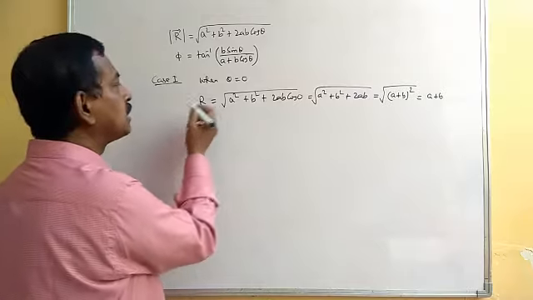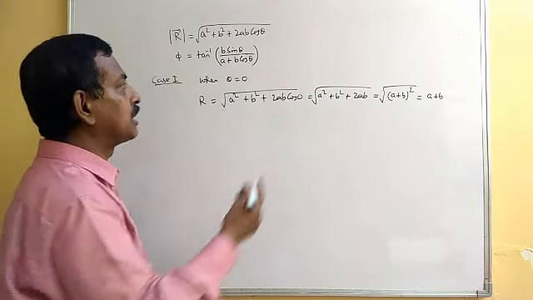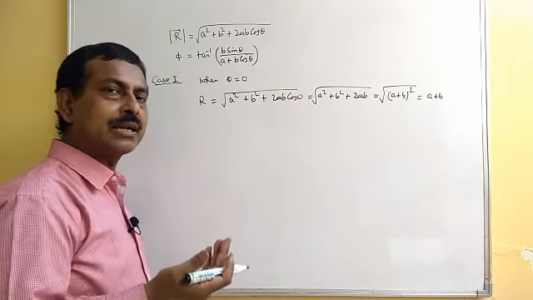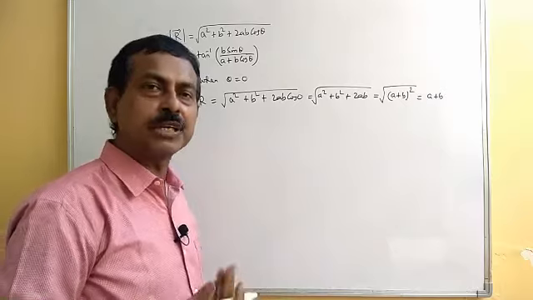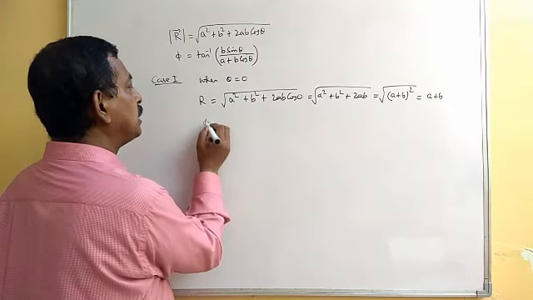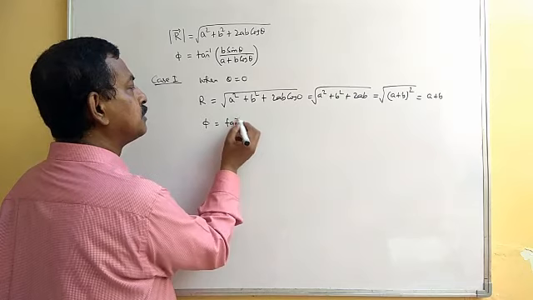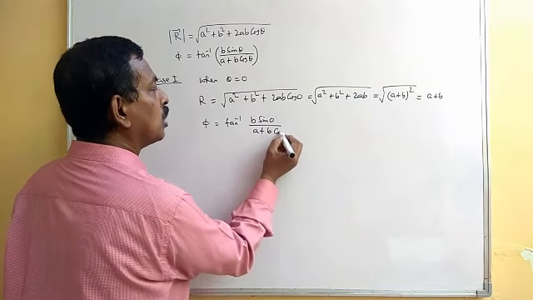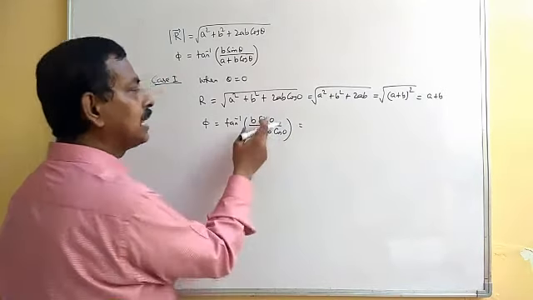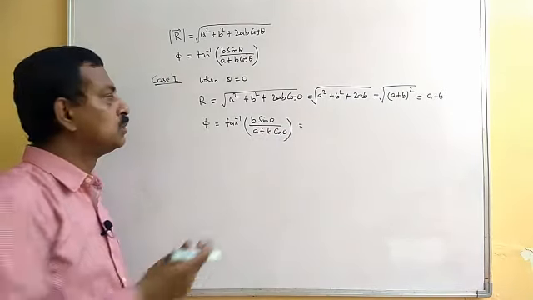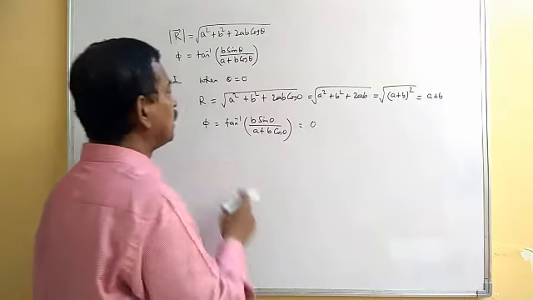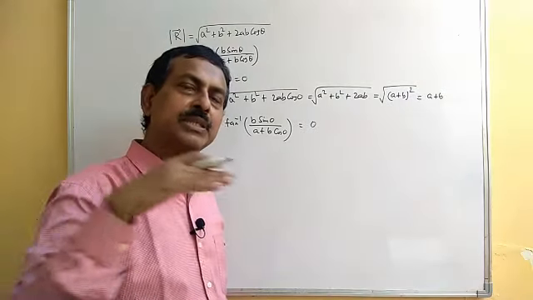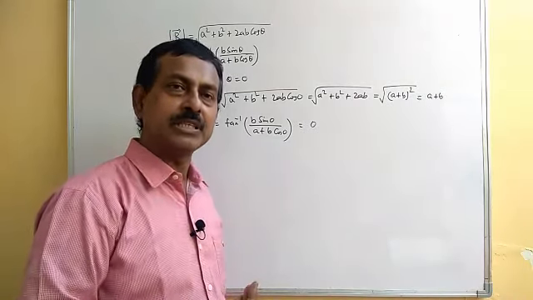Let's take what is the angle made by the resultant with the vector A or any of the vectors, because the two vectors are in the same direction. Whatever angle it will make with A, it will be the same angle with the vector B also. So phi will be equal to tan inverse B sin 0 by A plus B cos 0. And since sin 0 will be equal to 0, in that case it will be ultimately 0. So the angle made will be 0. That means the resultant will also be in the same direction as the given vectors.